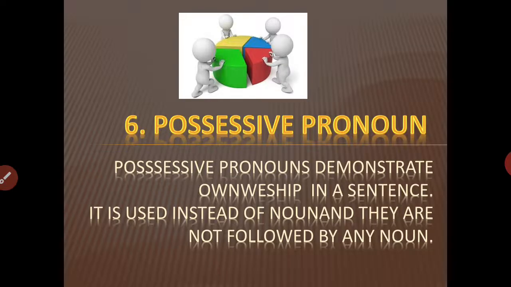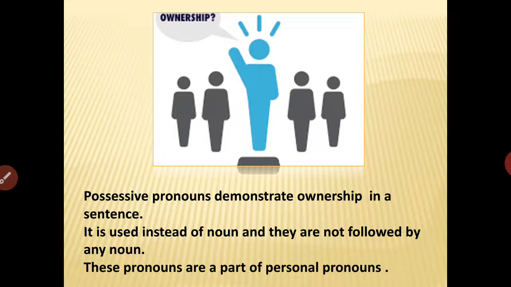Let's see the last type, possessive pronoun. This is actually a part of personal pronoun. Possessive pronouns demonstrate ownership in a sentence. It is used instead of a noun and they are not followed by any noun, meaning they are independent pronouns. These pronouns are a part of personal pronouns. Let's see how.